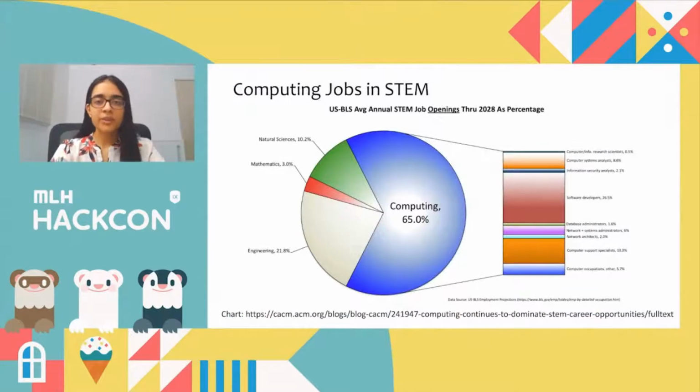This is a graph with data from the Bureau of Labor Statistics, and it shows the proportion of STEM jobs that will be in natural sciences, mathematics, engineering, and computing through 2028. This graph shows that the majority of jobs in STEM, 65% of them, will be in computing in the future. And through this graph, one might assume that since there will be so many jobs in computing through 2028, many STEM students will elect to major in a computing-related field.